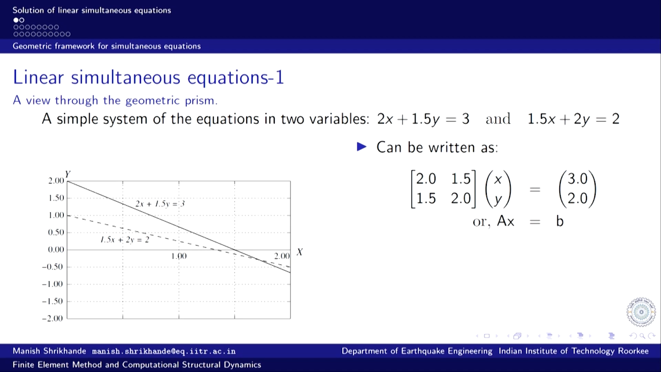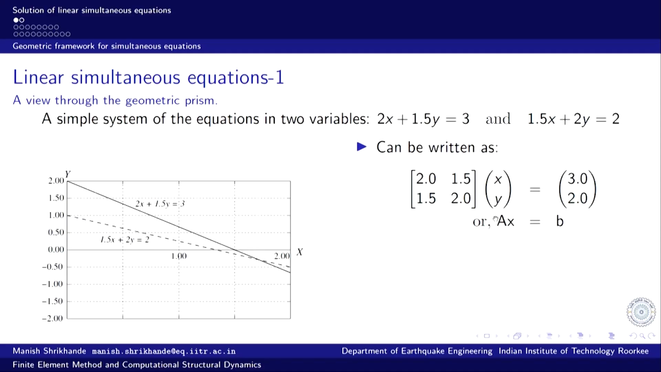So, conceptually we can write this simultaneous equation as Ax is equal to b. A is the square coefficient matrix, x is the vector of variables, and b is the right hand side vector. The solution x can theoretically be computed by pre multiplication by A inverse. If I pre multiply by the inverse of A on both sides, then x is equal to A inverse b.